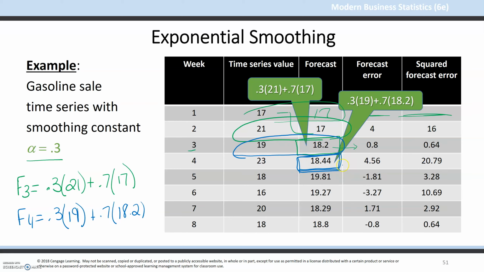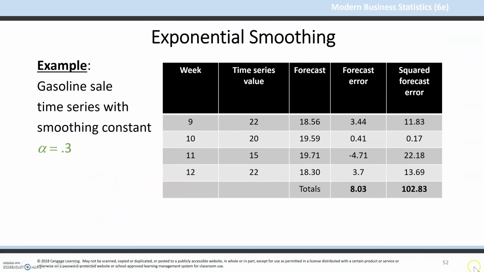Don't forget, we are always going to take our forecasting error. And for exponential smoothing, we're only going to worry about calculating MSE. So to calculate the MSE, we need to square that forecasting error for each of our time periods. So once you've done that the whole way through week 12, and again, go ahead and pause the video if you need to and compare your numbers to make sure you were correct.